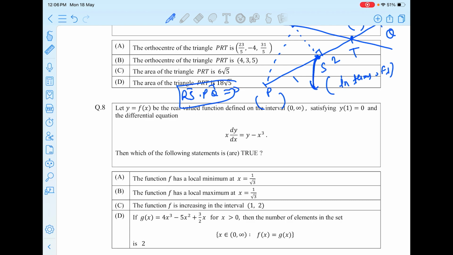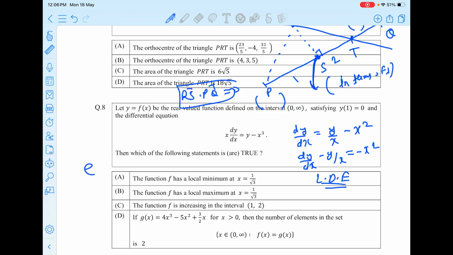Then 8th question: y is equal to f(x) is a real valued function. See, again it's also related to differential equations, so you have to find the solution of the differential equation, and it's again a very straightforward differential equation. So first what we'll do, we'll just divide by x. So dy by dx is equal to y by x minus x square. So dy by dx minus y by x is equal to minus x square. So it's a linear differential equation, right?